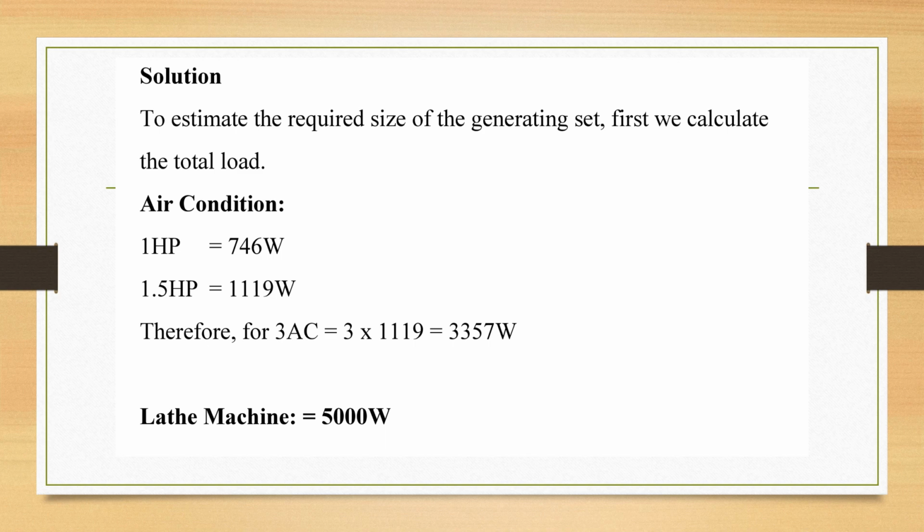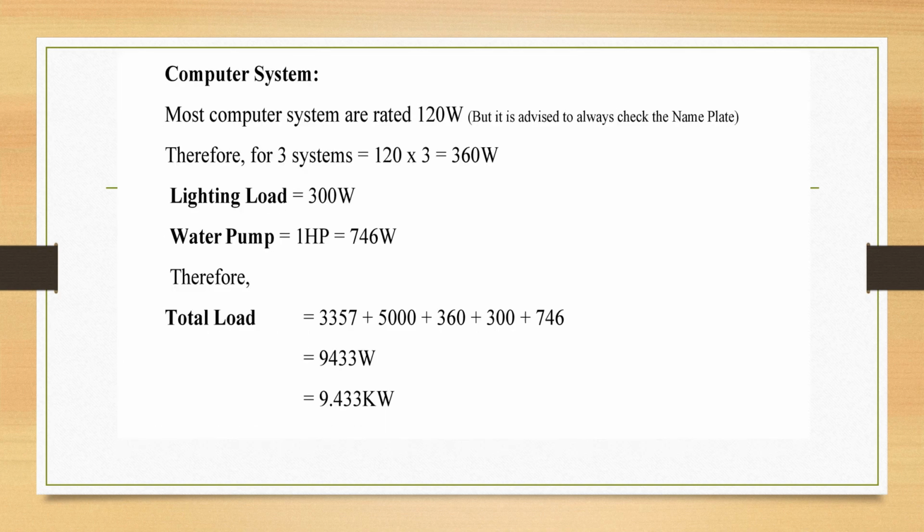Now, the solution will be: 1 horsepower, as we know, is 746 watts, and we have 1.5 horsepower. So when you cross multiply, 1 horsepower is 746, therefore 1.5 horsepower will give you 1.5 times 746, which is 1119 watts. But we have three ACs, so that means 3 times 1119 will give us 3357 watts. That is for the air conditioning unit. For the lathe machine, it's already 5 kilowatts, which is 5 times 1000, which is 5000 watts.